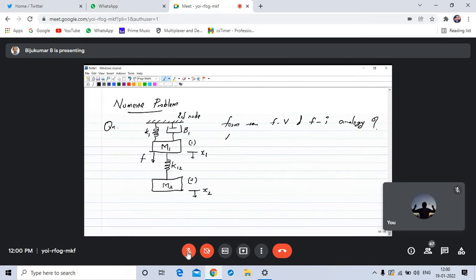So at node 1, how can we write the force governing equation? At the node 1. So if I draw the free body diagram at node 1, so there will be a force due to mass m1, and our force is in this direction. Let it be F. I have a displacement x1, right?